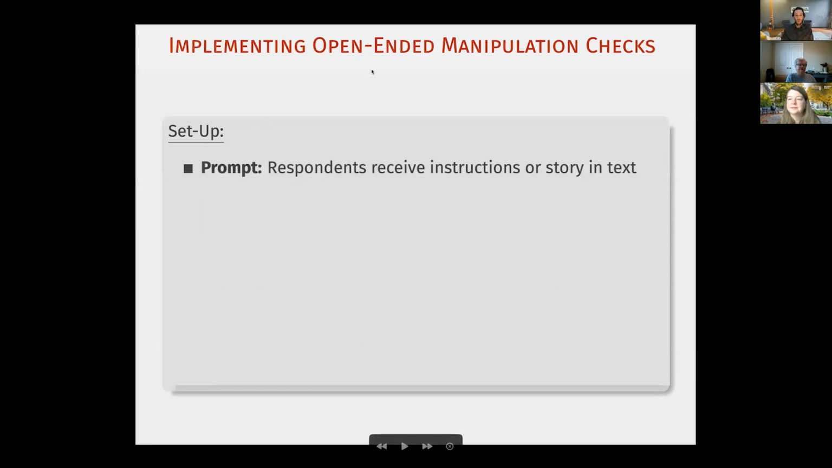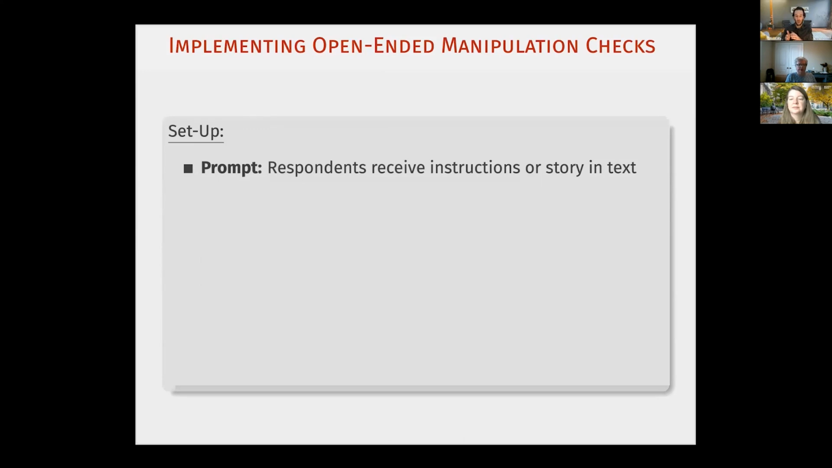So to start off, this is what I think is a very simple setup. One, we need a prompt, so something that individuals are going to read. This could be an instruction, like you need to regurgitate exactly this on the next page, or it could be a story in text. What's really nice is that the prompt here could actually be a text treatment that you're interested in seeing. If individuals pay attention to my treatment, what then is the effect of that treatment on those individuals? So this can be used for a multitude of different purposes.